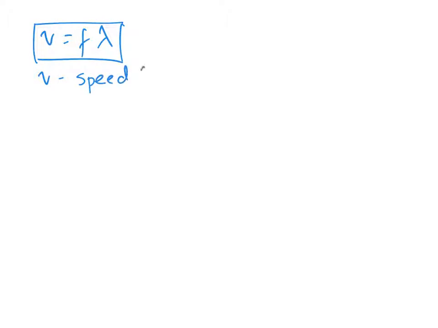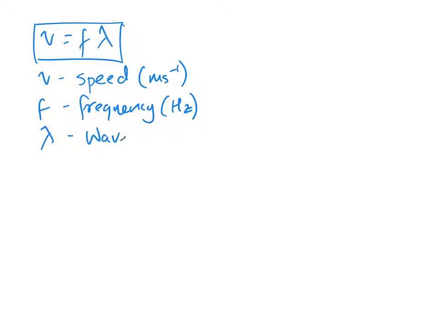So the wave equation is v equals f lambda. And once again, with any equation, we define what all the symbols stand for. v is speed, and what's its units? That's ms^-1, meters per second. f is frequency, which is measured in hertz. And lambda is wavelength, which has got to be in meters. Just watch for that one. If they give you it in centimeters, you'd have to convert. If they gave you the frequency in kilohertz, you'd have to convert, stuff like that.